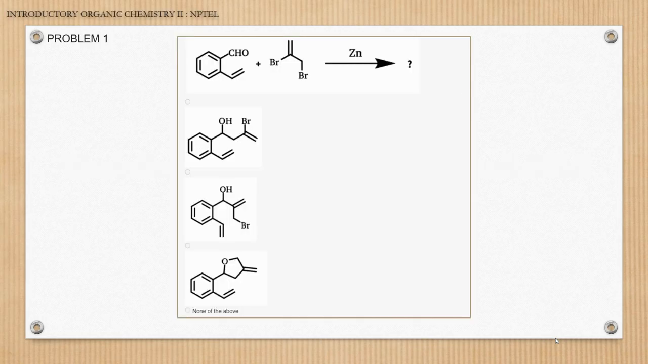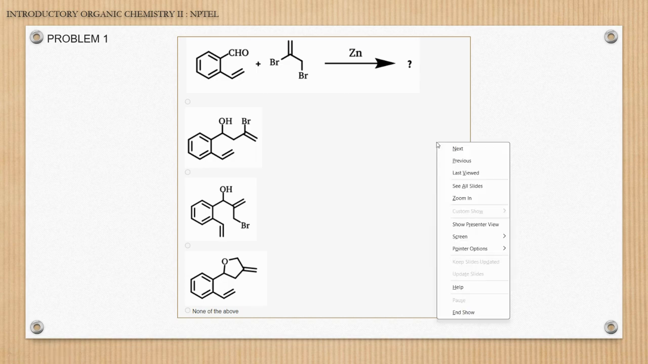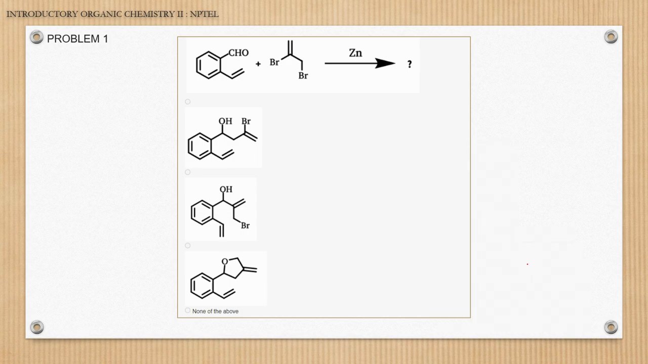Okay, so moving to problem number 1. In problem number 1, you have to identify the product of the following reaction. These are the two reactants, and you have to find the product. Here you have an aldehyde and a dibromoalkene. They have treated it with zinc. Many times I have told you, when we add zinc in the reaction, what will happen? Can anyone tell me, if we have added zinc in this case, what will happen?